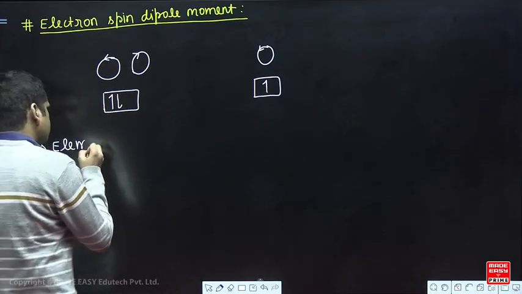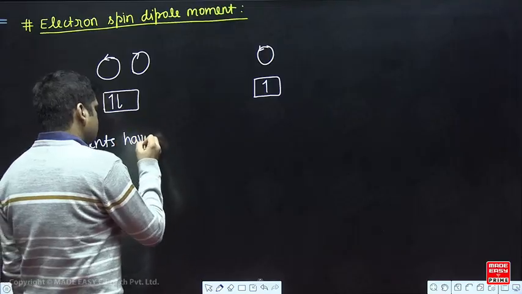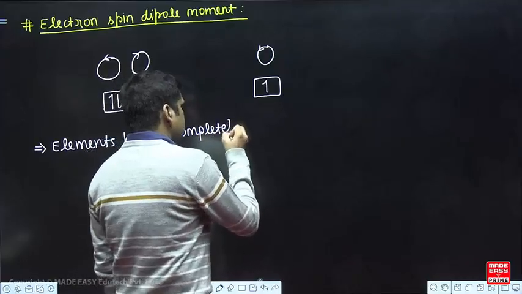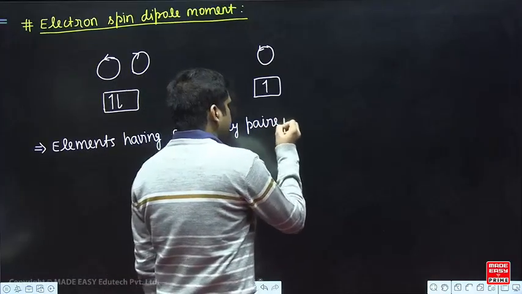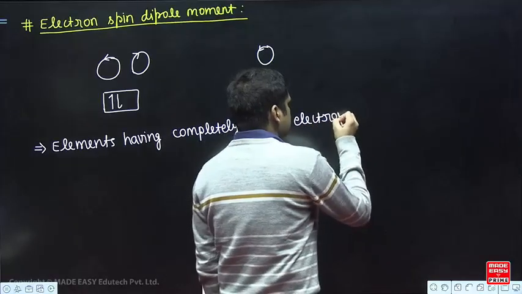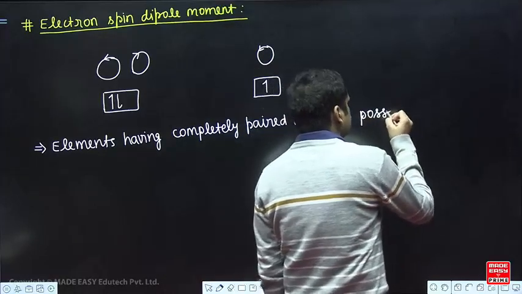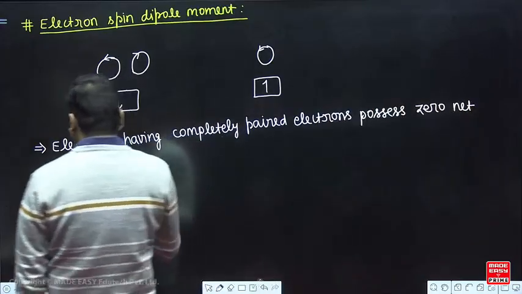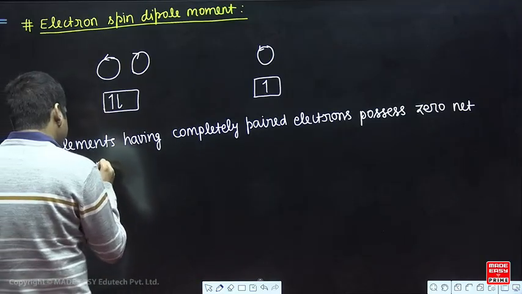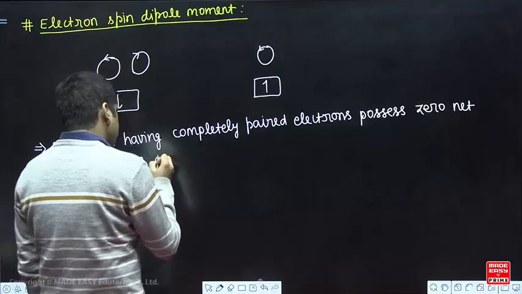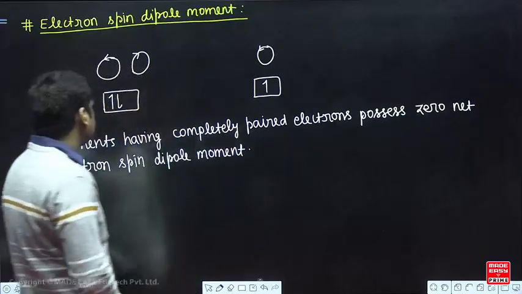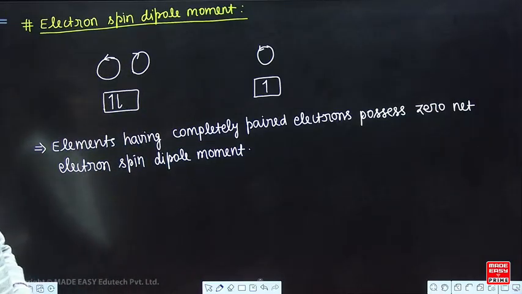Elements having completely paired electrons possess 0 net electron spin dipole moment. Okay?